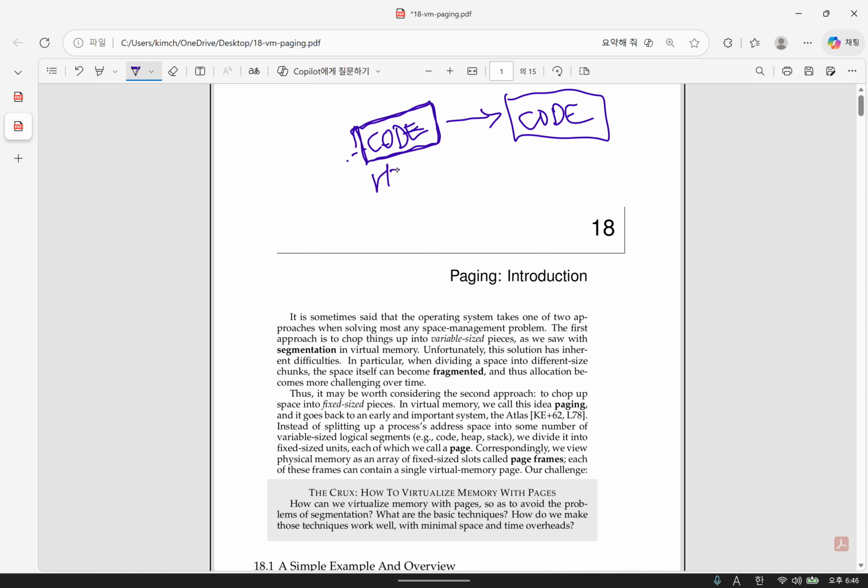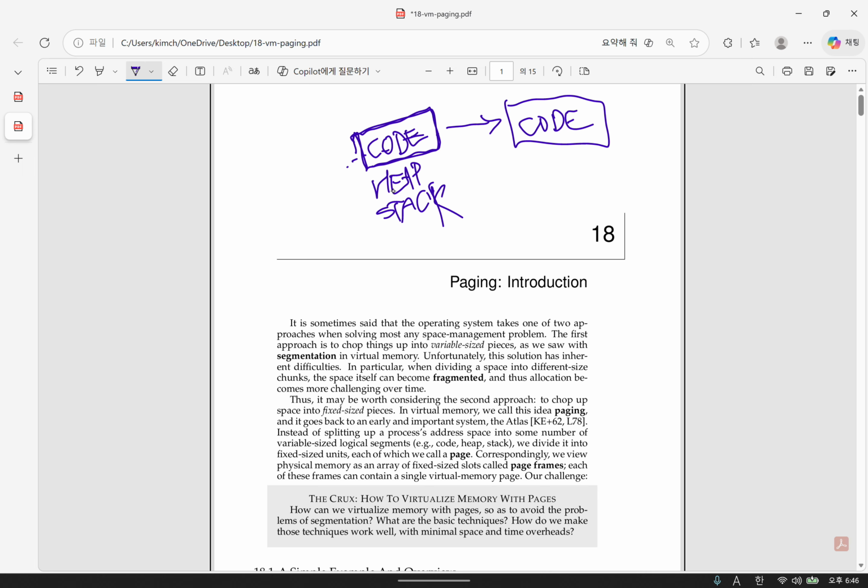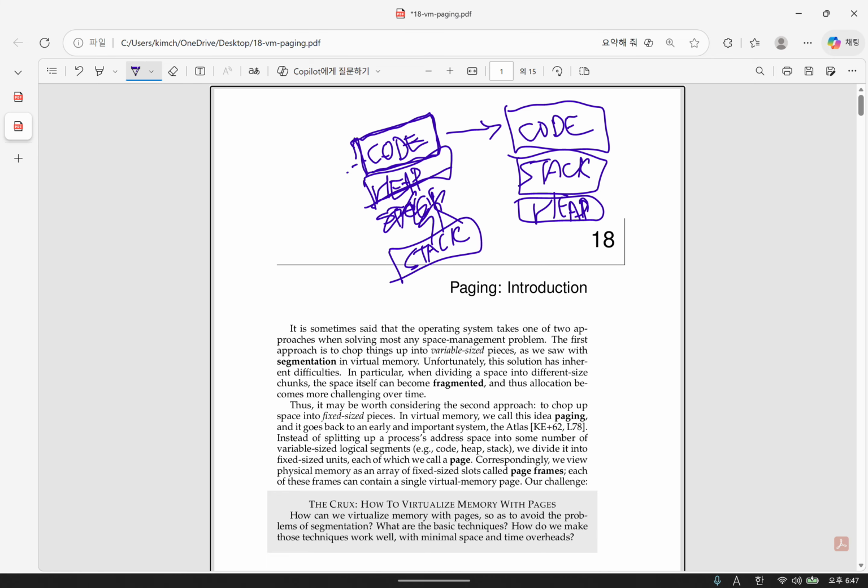The same goes for heap, stack, and all the segments. But of course, they don't have to be in the order like they did previously, where there was a heap right under code and then a stack and then space in between. You could just put stack here and then heap here. But the problem with this was that there could be external fragmentation, right? So that was the main problem.